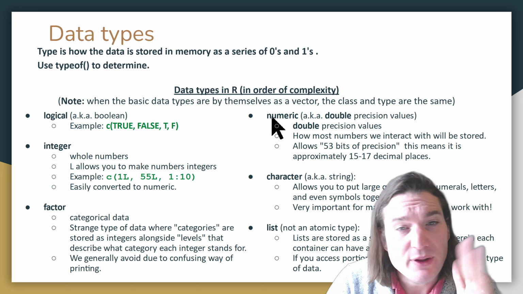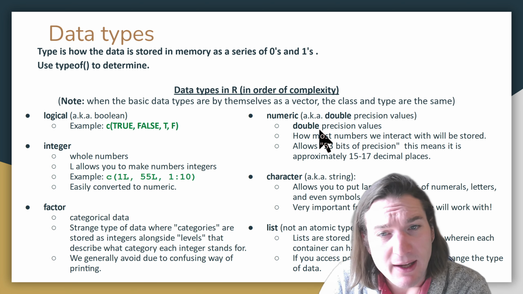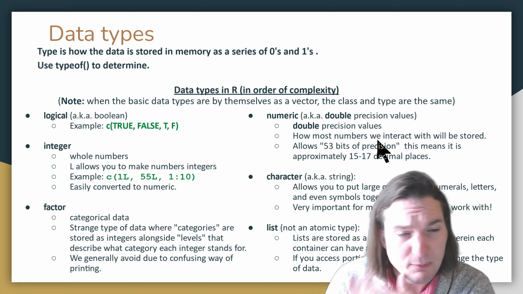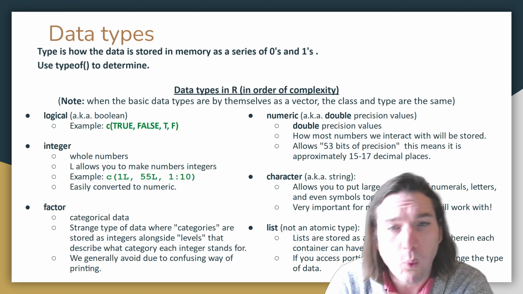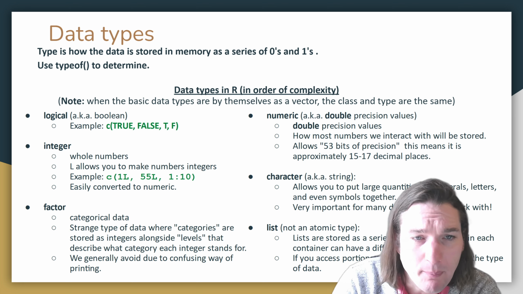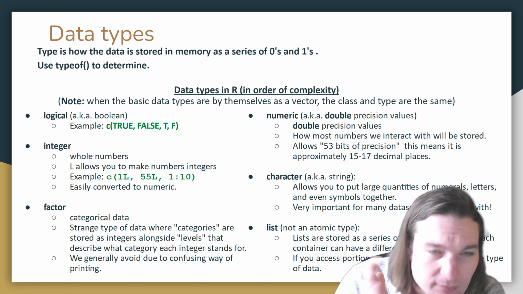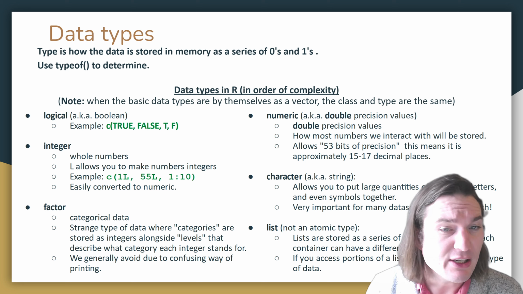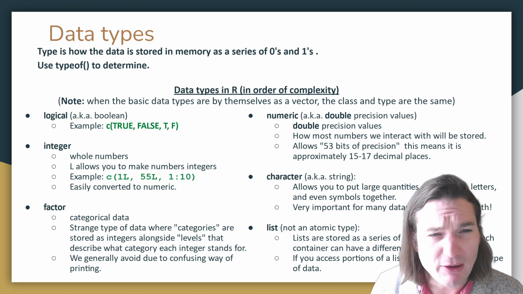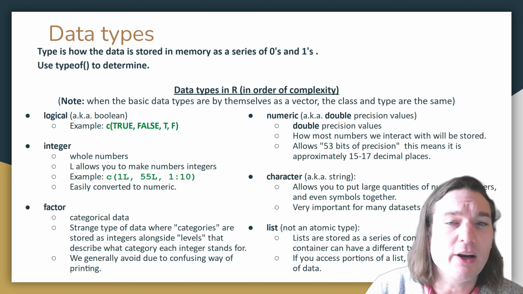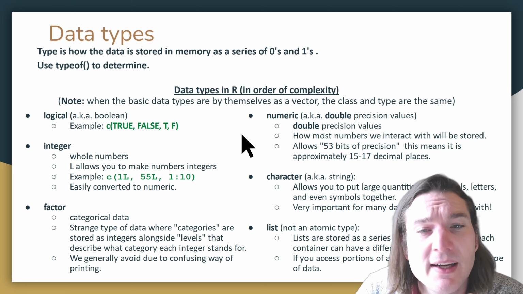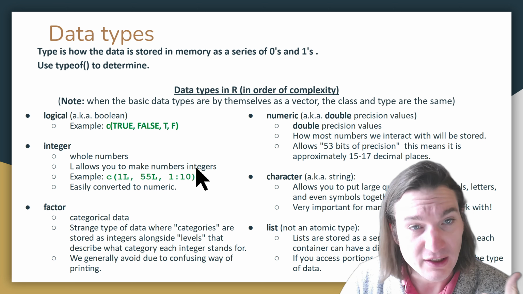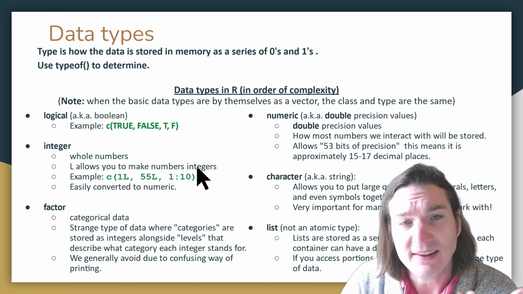If we contrast that to the numeric type of data, which has approximately 15 to 17 decimal places, that's why it's able to save on memory. Now, one nice thing is in R, you will rarely need to worry about it. Pretty much the only time in my class that you need to worry about integer or numeric is whenever you are asked specifically what is the type of data or what is the class of data.